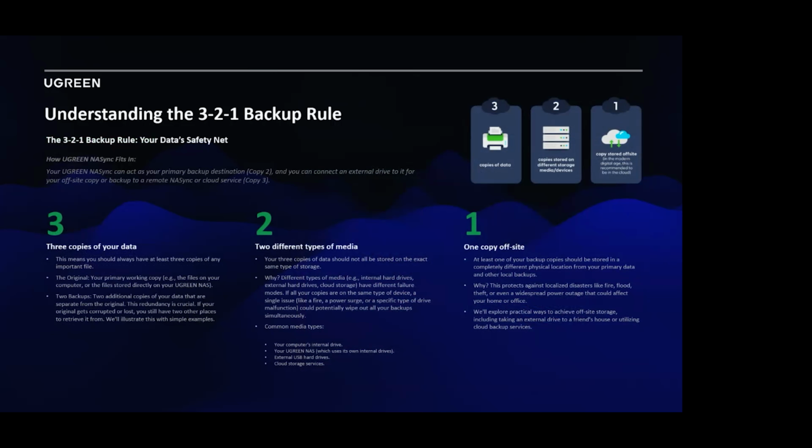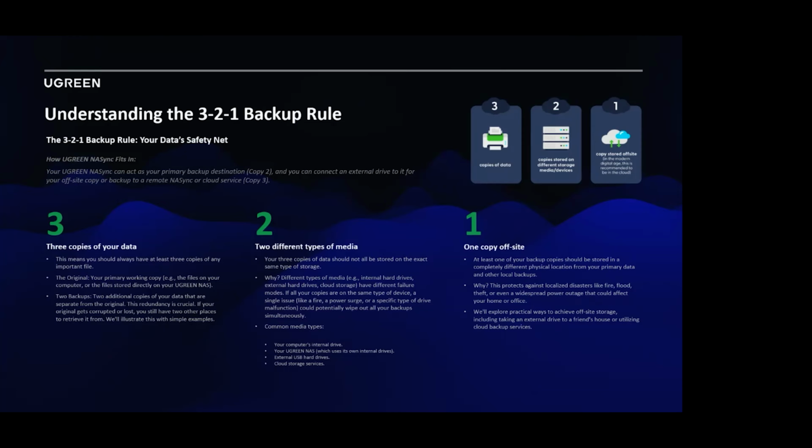So here's how that works in practice. Your main computer is the first copy. Your computer, or whichever device you're working on, is the main copy. Your UGREEN NAS is the second copy. And the third copy could be an external USB drive or cloud backup. This approach ensures redundancy. Even if one device fails or is compromised, your data remains recoverable.